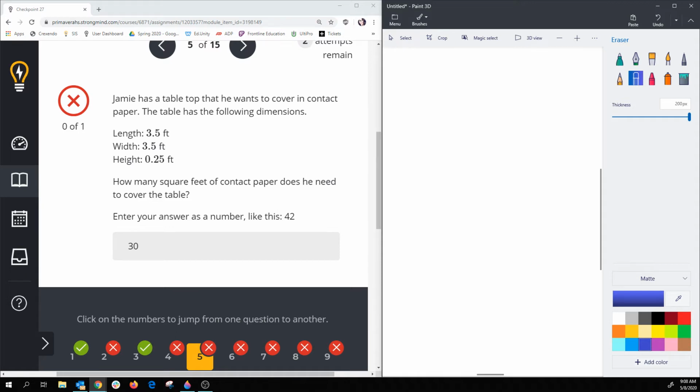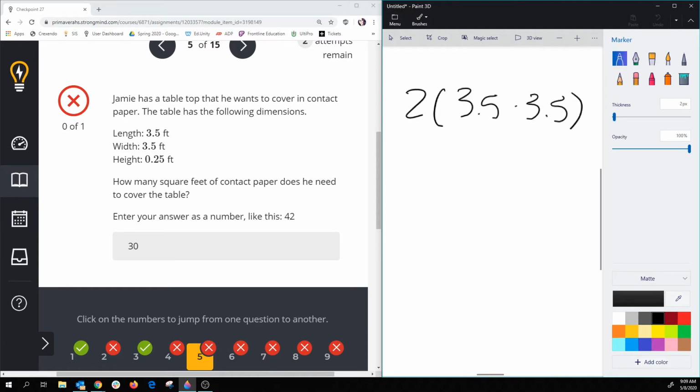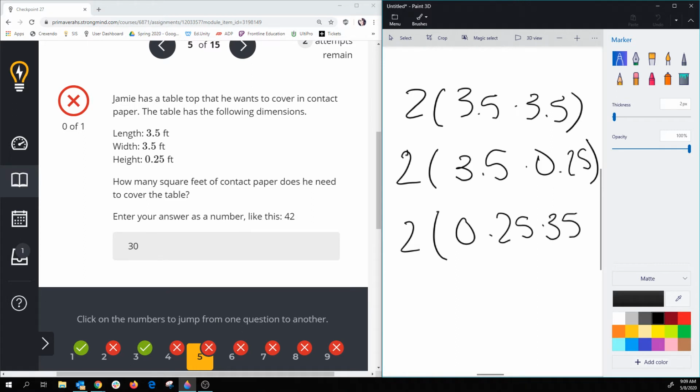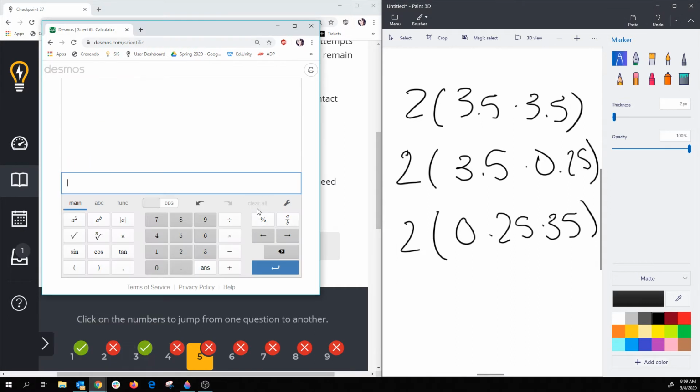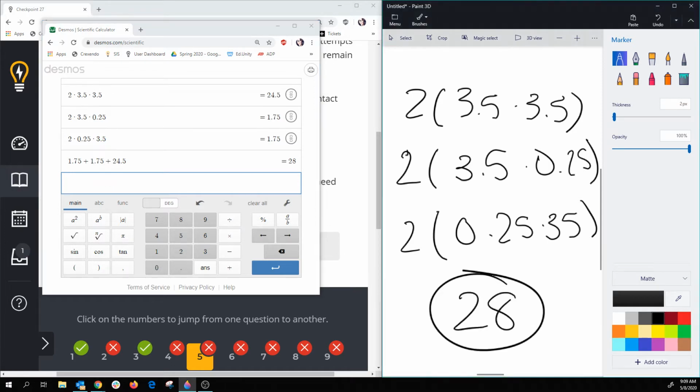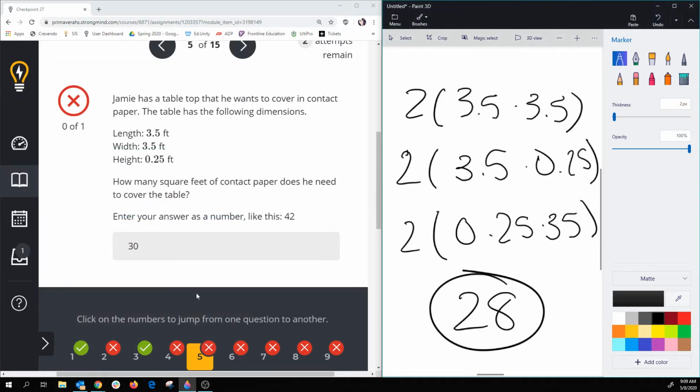Okay, so I would take 2 times 3.5 times 3.5, 2 times 3.5 times 0.25, and 2 times 0.25 times 3.5. So let's multiply all these and then add them together. Oops, this should be a 2. Always double check. So 1.75 plus 1.75 plus 24.5 gives me 28. So total surface area he would have to cover with paper would be 28 feet squared.